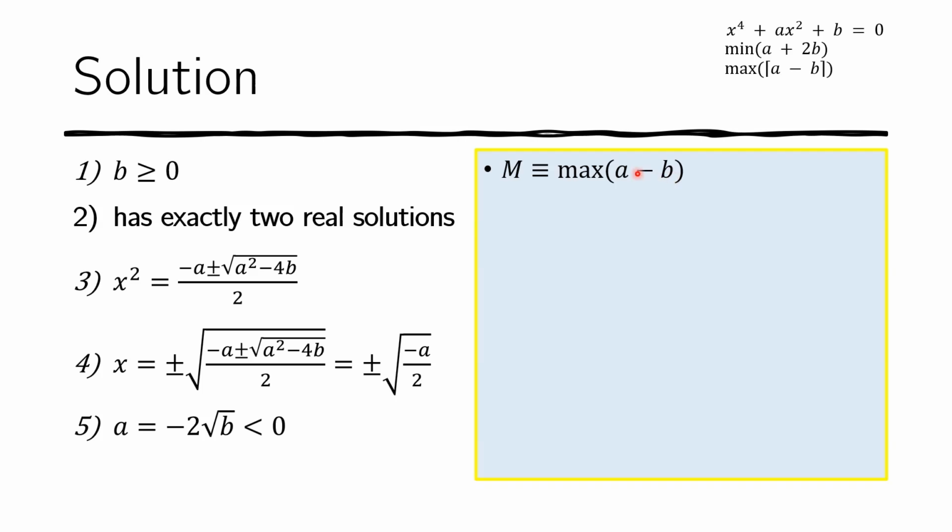And we notice that m here is not what we're looking for, because here we have a maximum of the ceiling of a minus b. So that's what we're looking for ultimately. But here in the solution, we'll first look at the maximum of just a minus b, and we define that to be m. So again, we use 5 and we subtract b from both sides and we get this.